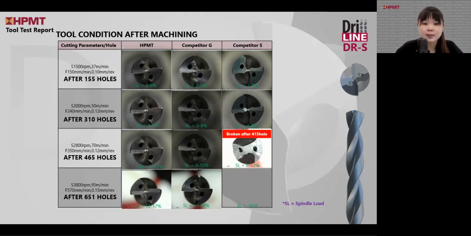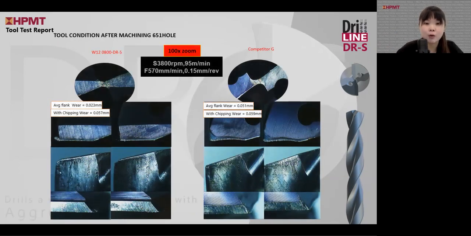unfortunately, we observe that competitor S starts to have very significant chipping and wear at the point part. When we move on to the third set of cutting parameters, competitor S broke, while our HPMT's double shaft and competitor G's cutting tool could still continue. And when we finished drilling these 651 holes, both were done and continued to the end. Let's have a closer look at how the wear pattern formed.